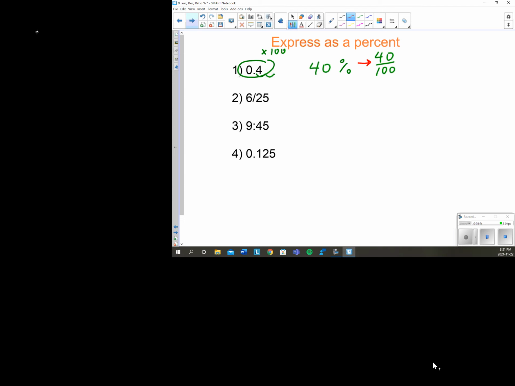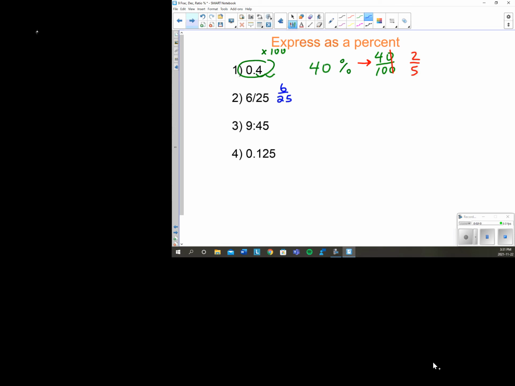We could also reduce this fraction if we wanted to by crossing off those zeros and have 4/10, and we can cut that in half really and go all the way down to 2/5 if we wanted to reduce it. Here we've got the fraction 6 over 25. Unfortunately, this program wouldn't allow me to make a fraction, so it has to be a slash. But that's what the fraction looks like.